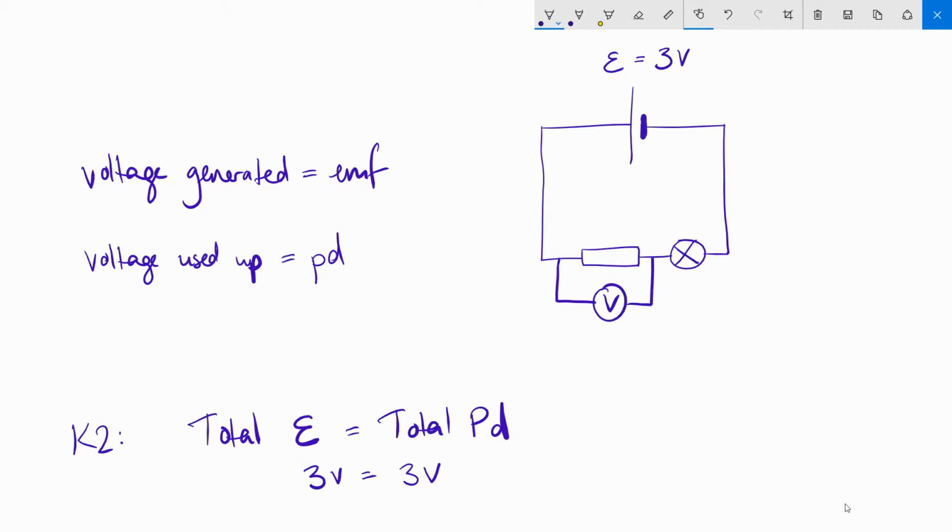So if we measured the PD across the resistor and we found that that was 1 volt, then we would know that the PD across the bulb had to be 2 volts, because they're the only ones with any resistance, so they're the only ones using up any voltage, and between them they need to use up 3 volts. So if you have resistance, you will use up some of the voltage.